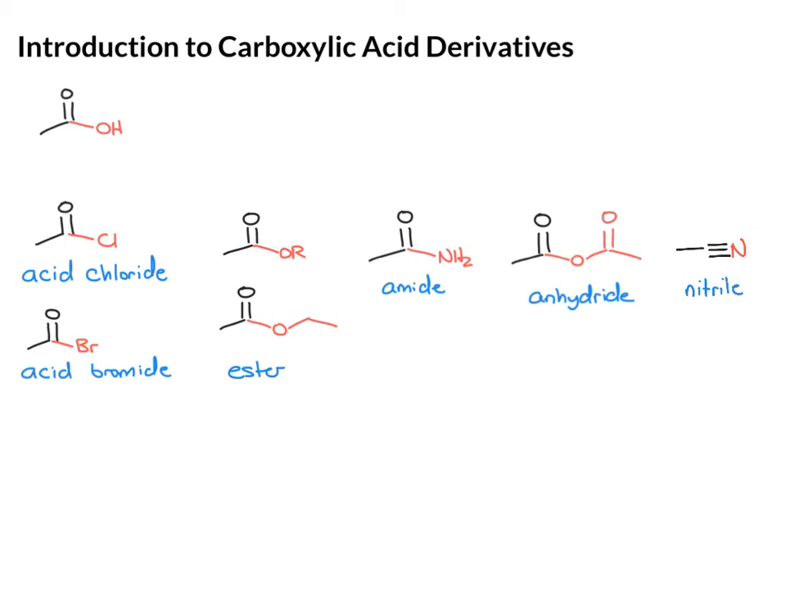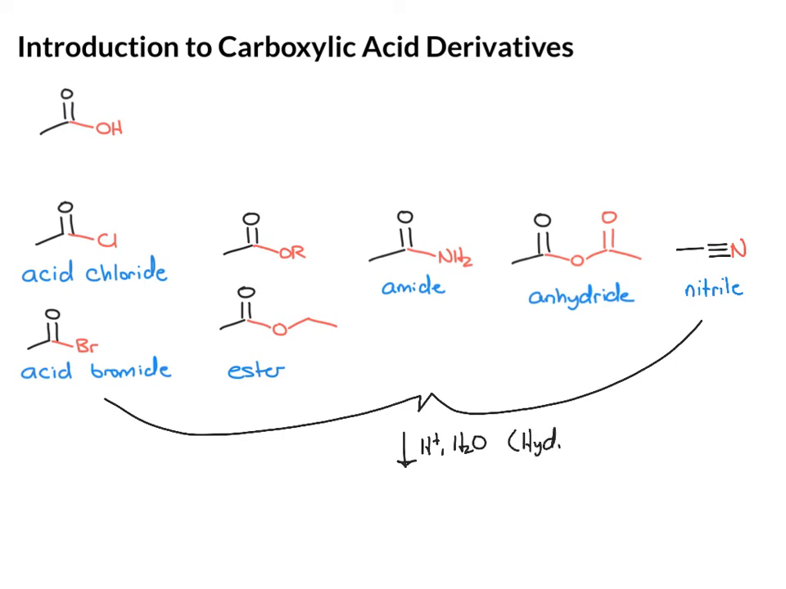And the reason that the nitrile is a carboxylic acid derivative, along with the rest of these, is that if you take any of these and you subject them to hydrolysis, these will all undergo hydrolysis to give you the carboxylic acid, plus whatever fragment falls off from the particular derivative.